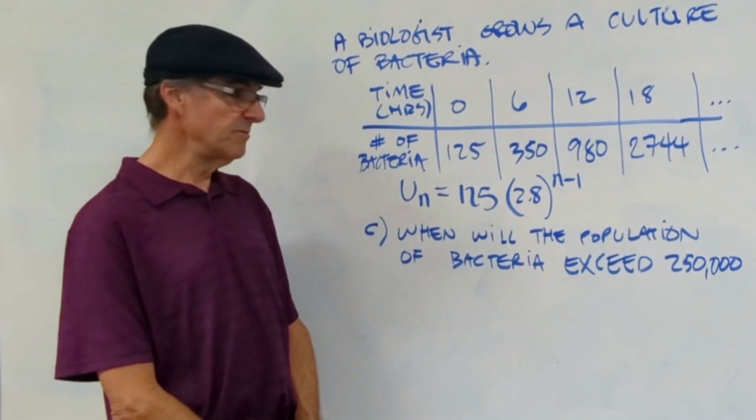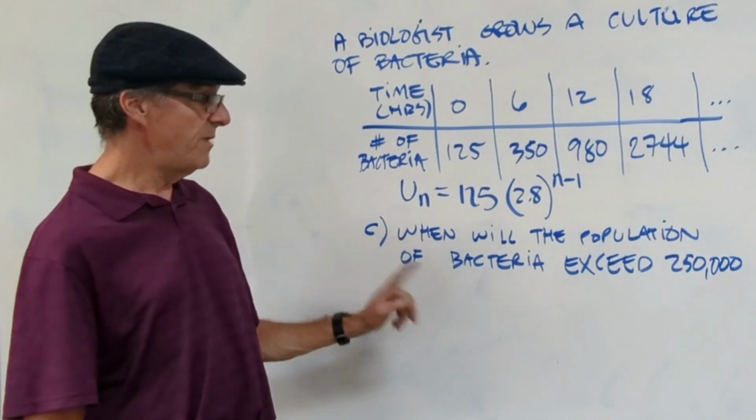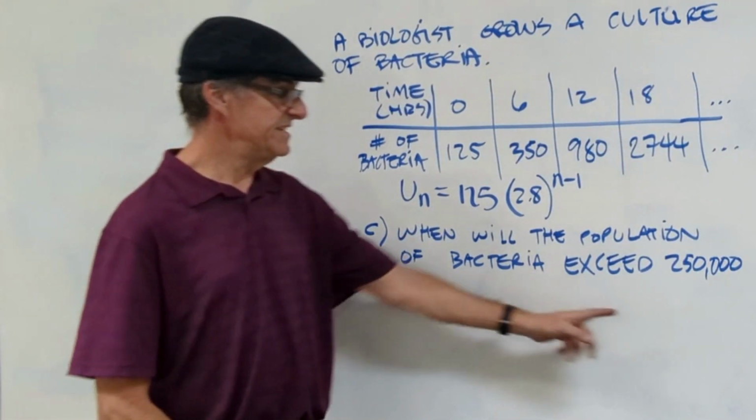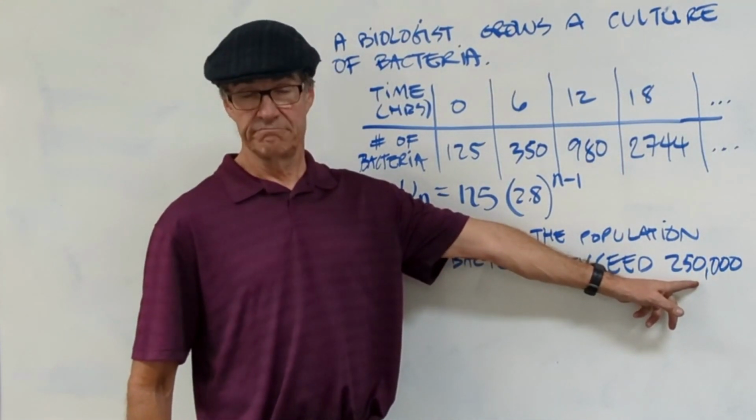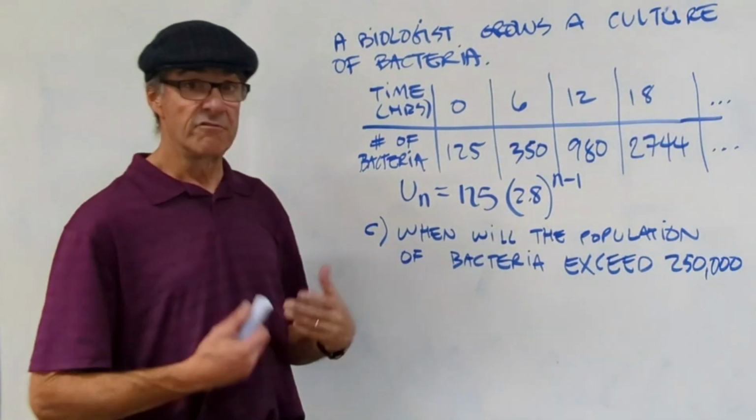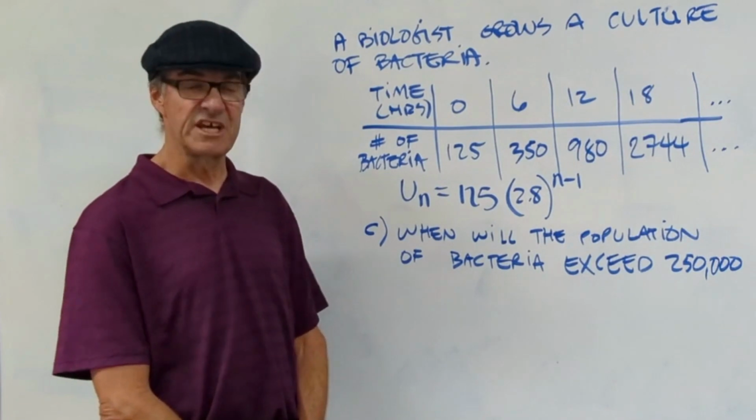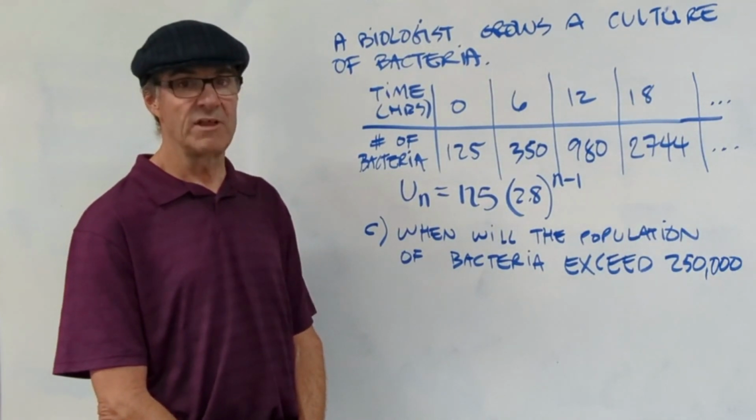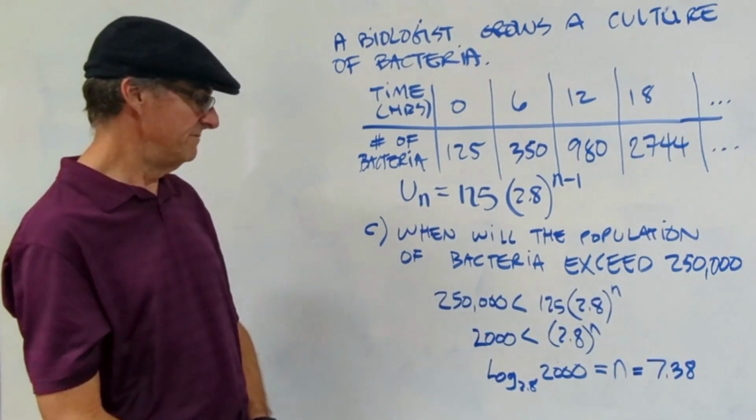All right, one last problem here. When will the bacteria population exceed 250,000? Okay, so think about that. Think about what you're solving for and write an equation for that and see if you can take it all the way through to the end and find out when that will happen. All right, let's see how you did.